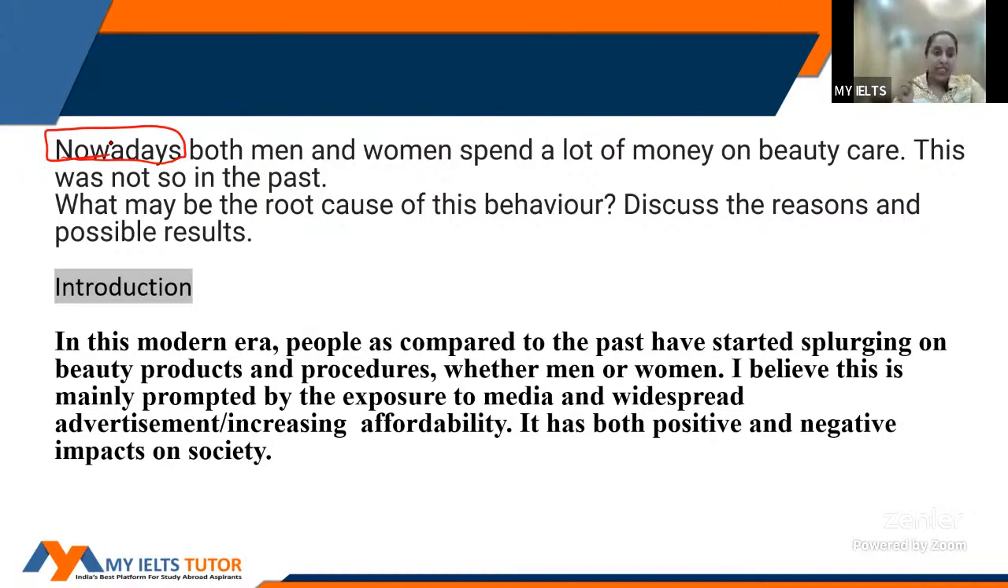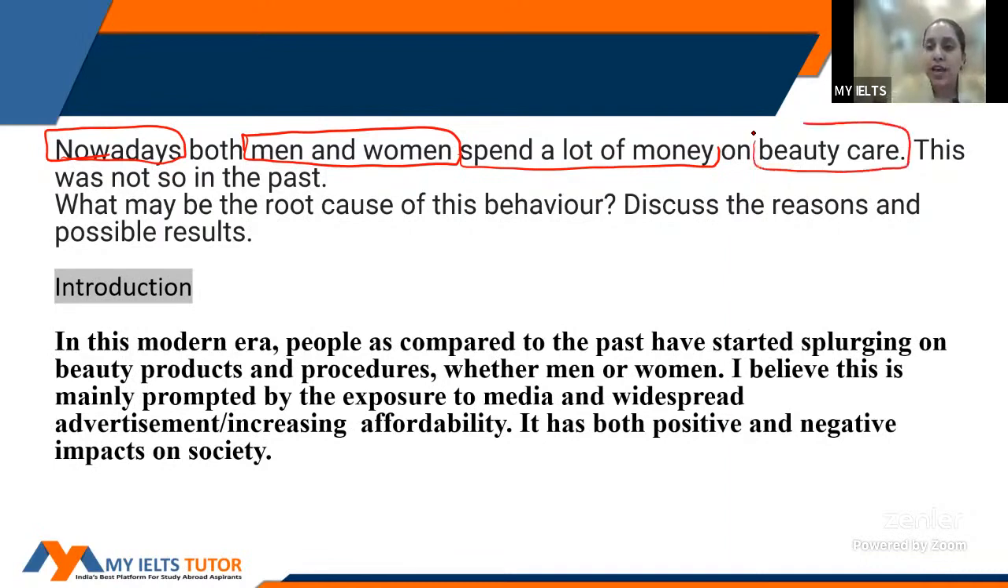So nowadays means in the current scenario, in the modern time, both men and women, both the genders, spend a lot of money. They are splurging. They are spending a huge amount of money on beauty care, on beauty products. Beauty care includes products, treatments, and procedures. This was not in the past. So people in the past, they were not doing this, right?